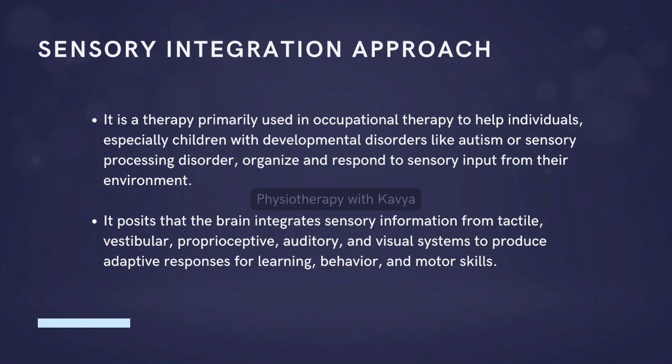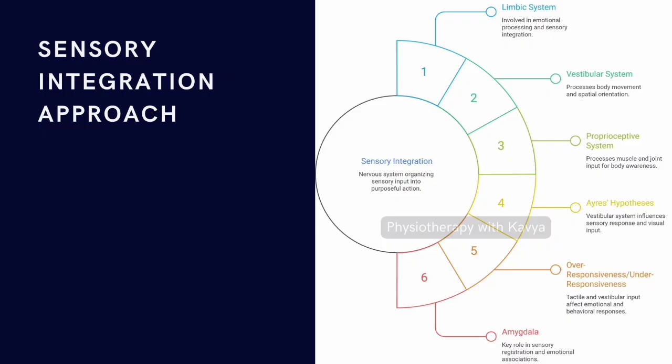The theory behind it is that the brain integrates sensory information from tactile, vestibular, proprioceptive, auditory and visual systems to produce adaptive responses for learning, behavior and motor control. Here we have an image that talks about how sensations are integrated, meaning how the nervous system organizes sensory input into purposeful action. So we have the limbic system here, which is involved in emotional processing and sensory integration.